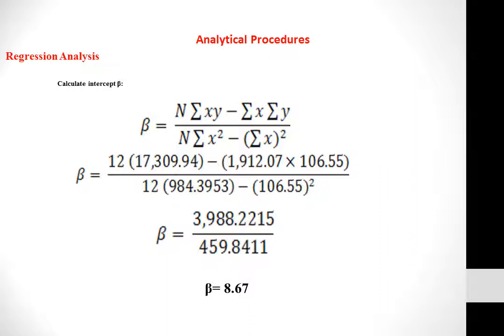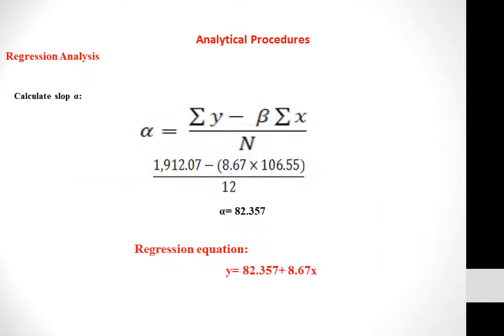Okay, this is B. So y equals A plus 8.67x. I still don't have A, so I have to calculate the slope A, or constant A, to get the full equation that I'm going to use to get cost of sales in January 2017. In the next slide we are going to see how to calculate A.